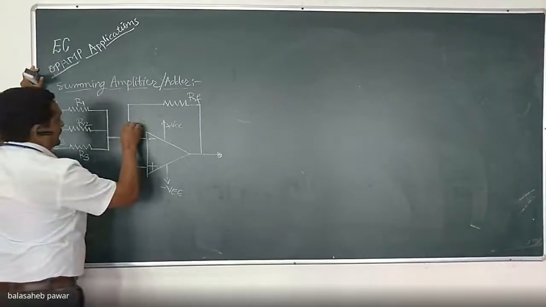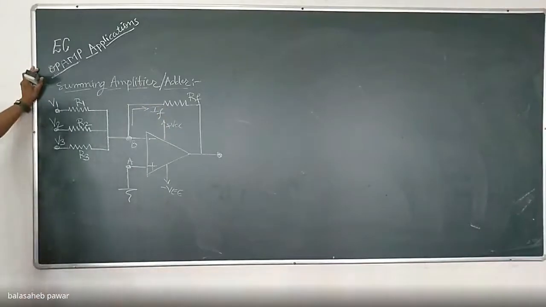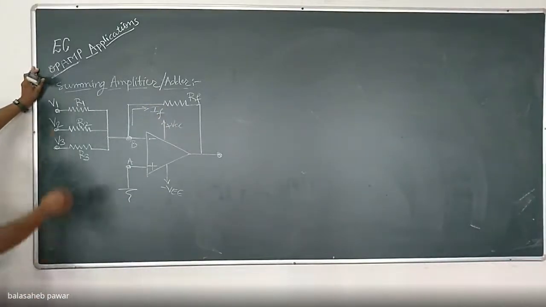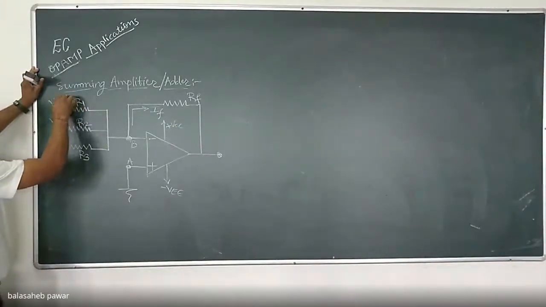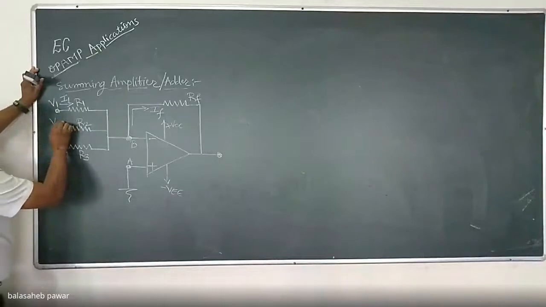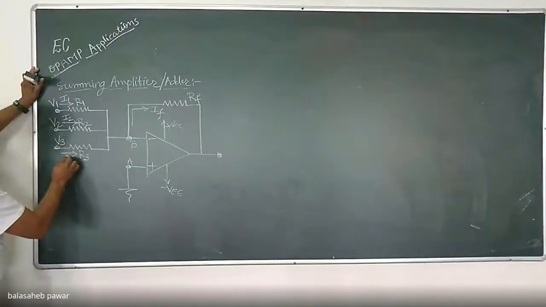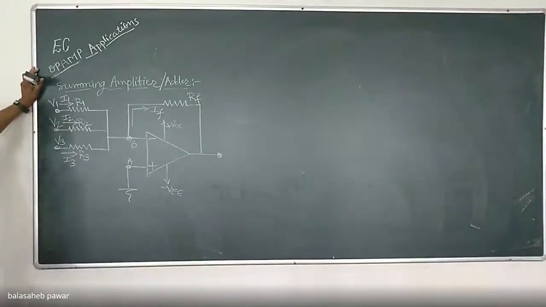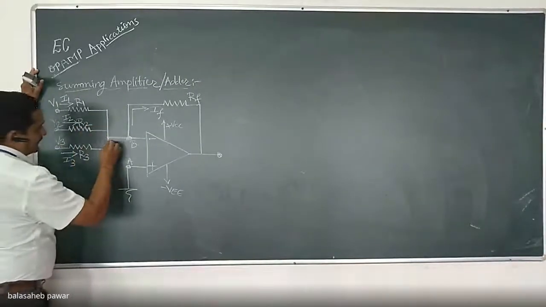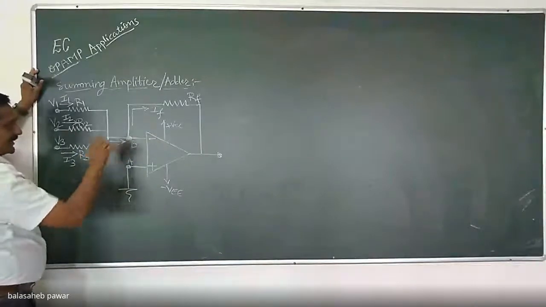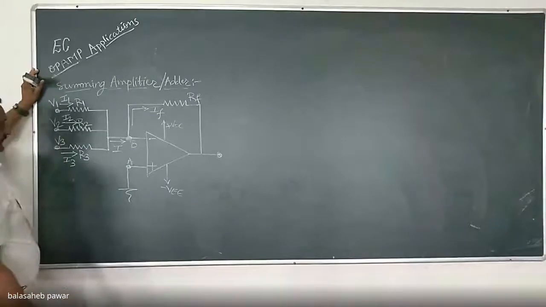Now, some more considerations. Current flowing through the feedback resistor, that is RF, is considered as IF. Current flowing from V1 through resistor R1, I will call I1. Through R2, I will call it I2, and through resistor R3, I will call it I3. All these currents get added and try to flow into the input terminal of that op-amp. That current I will call simply I.